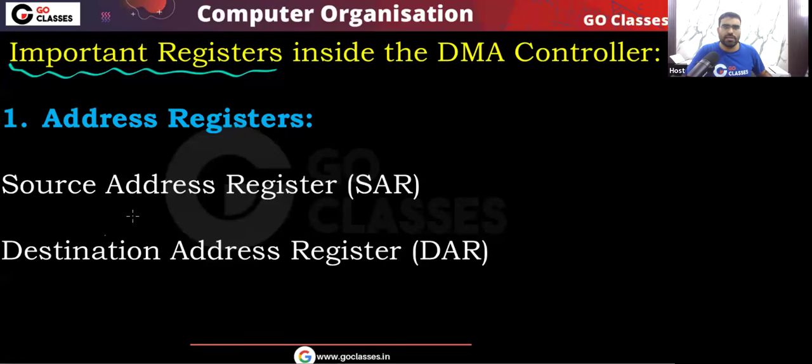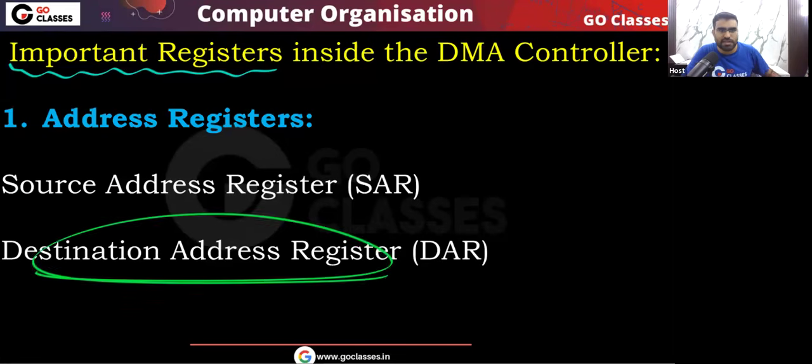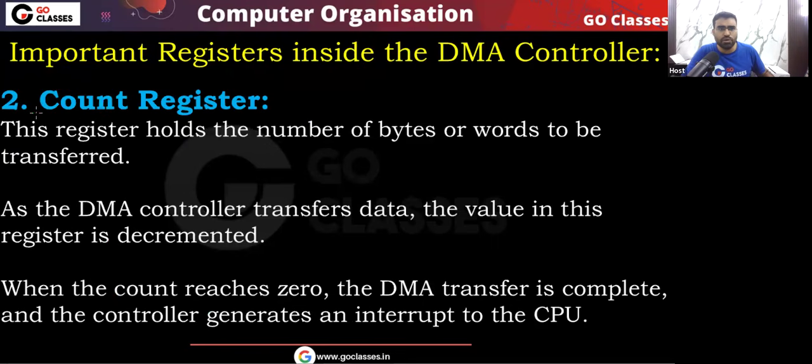Okay, now let's see what the important registers inside this DMA controller are. You can easily see, if you want to do data transfer, then definitely you need a source address and a destination address. So inside this DMA controller we have a source address register and also a destination address register. Very simple. What else do you need? You need a count register, basically a data size register. How much data do we want to transfer?